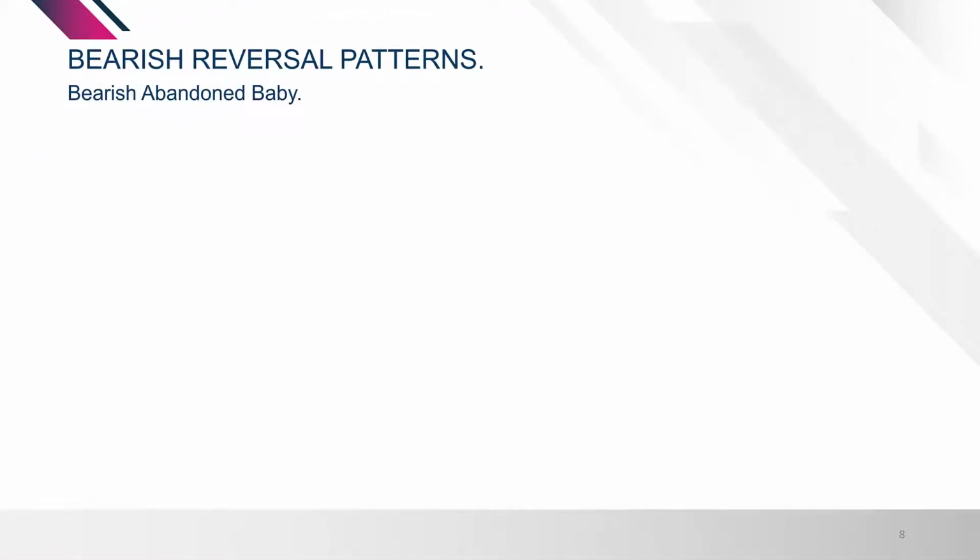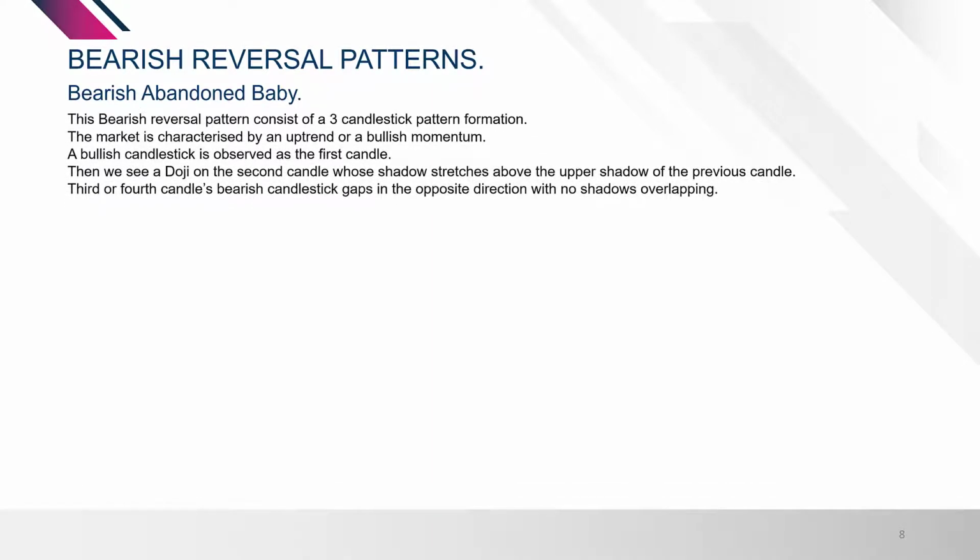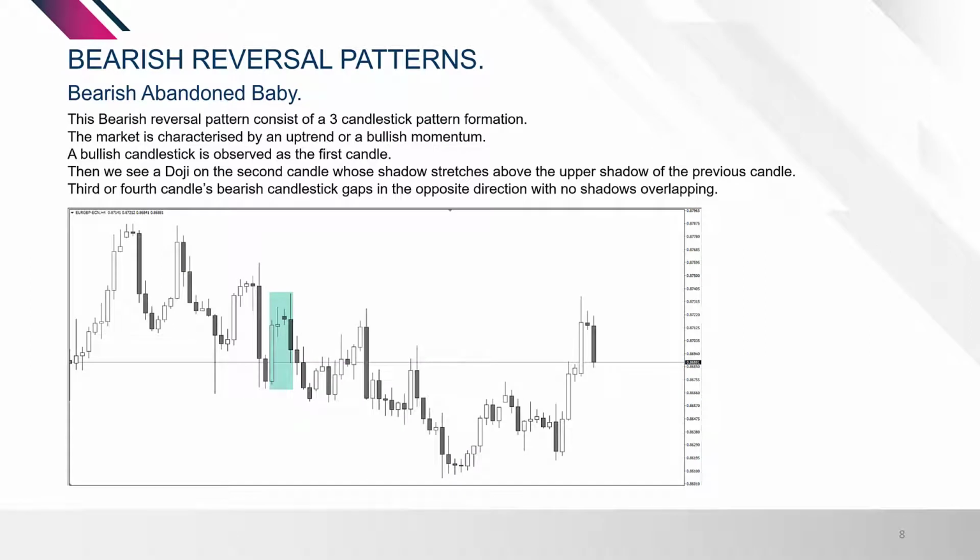Now let's look at the bearish abandoned baby. This bearish reversal pattern consists of a 3 candlestick pattern formation. The market is characterized by an uptrend or bullish momentum. A bullish candlestick is observed as the first candle. As you can see here, we've got a strong bullish candle to the upside. That is the first candle that has to be observed.